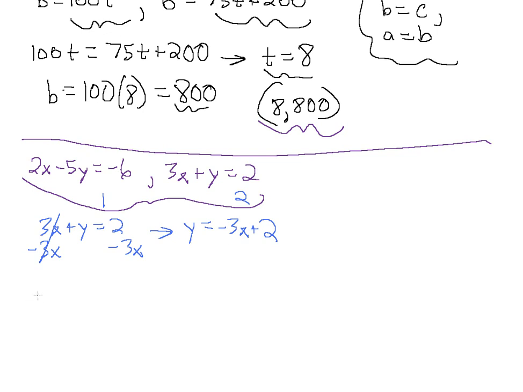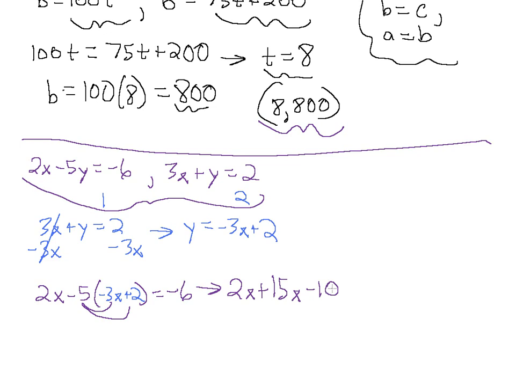So we have the first equation, 2x minus 5y, but we know what y is, so we're just going to substitute that expression in for our variable. So we have 2x minus 5 times the quantity minus 3x plus 2 equals minus 6. Now we can solve this for x. We can distribute this minus 5 into the parentheses. So minus 5 times minus 3x is a positive 15x. Minus 5 times 2 is minus 10. And we still have our minus 6 on the other side.